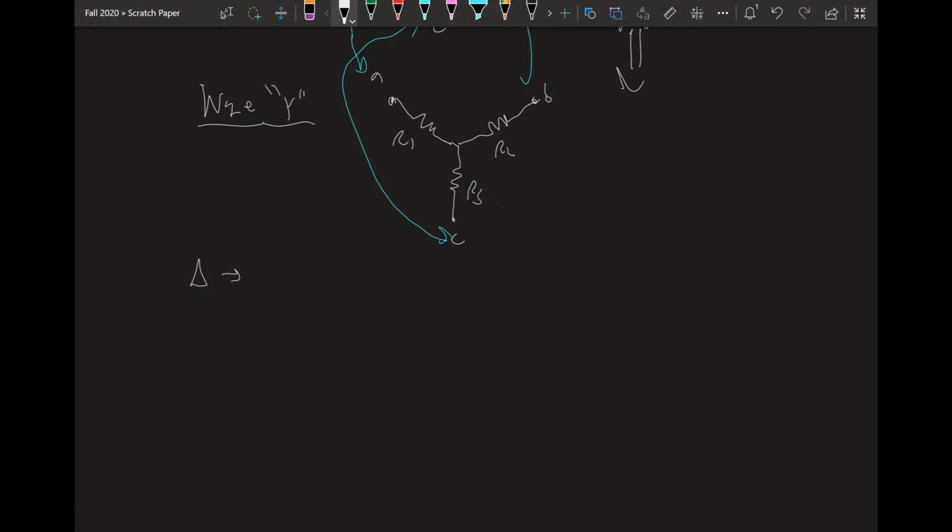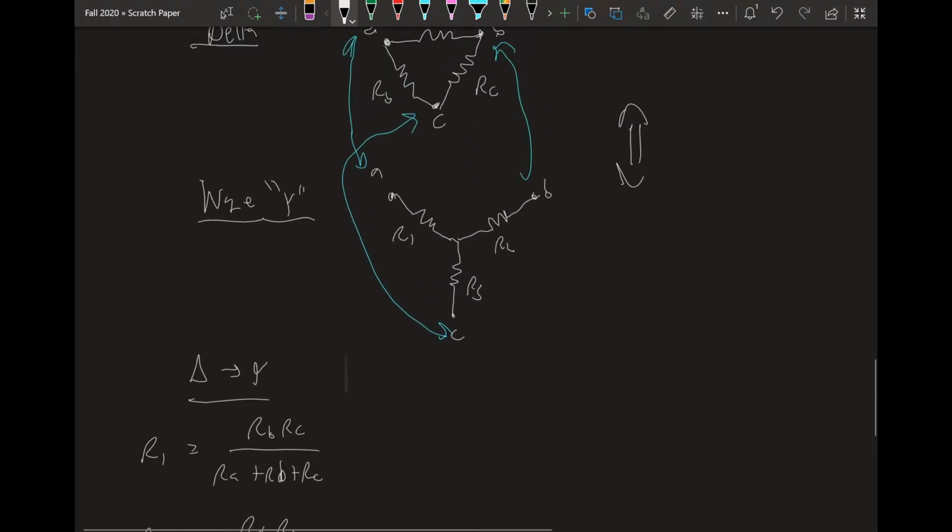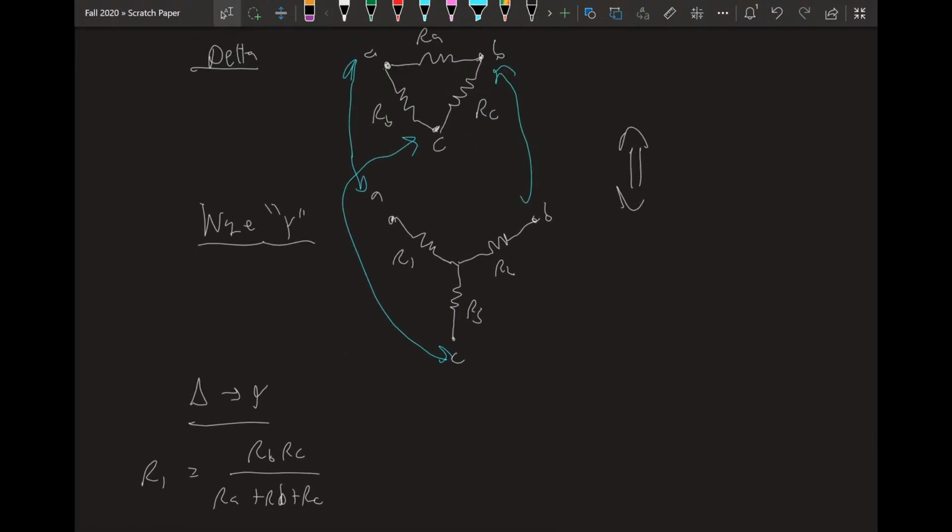So for delta to Y, you can calculate R1 as equal to RB RC over RA plus RB plus RC. And for R2, it's going to be RC RA over RA plus RB plus RC. And then you can probably guess for R3, it's going to equal RA RB over the same denominator. So if you know the delta network, you automatically know the Y network just by knowing all the resistors and which nodes they go where.